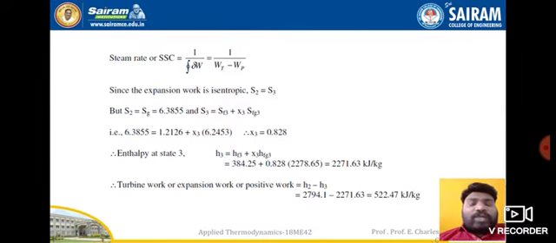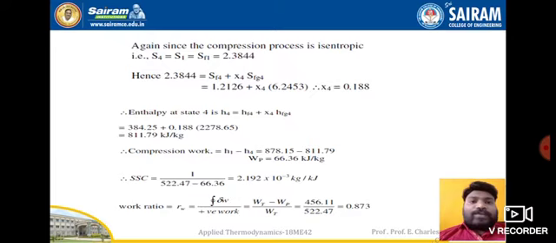So now we have to find the enthalpy of the third state. H3 is equal to HF3 plus X3 into HFG3. Why do we get this formula? Because it is in the wet region. So you substitute all the values and you will get the enthalpy at state 3. Now with this we can find the turbine work done. Turbine work, expansion work, or positive work, three names are given to it. H2 minus H3 finally gives the value 522.47 kilojoules per kg.